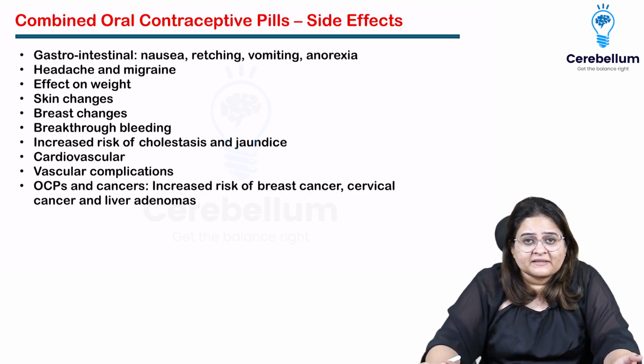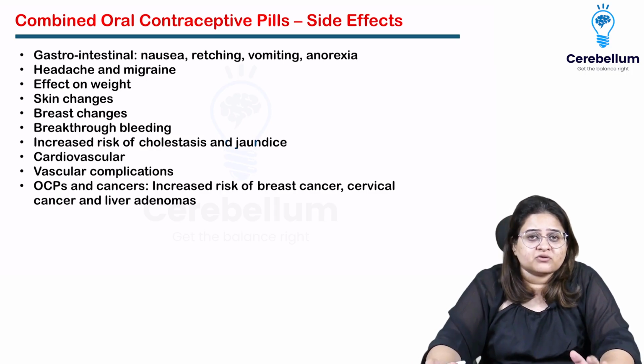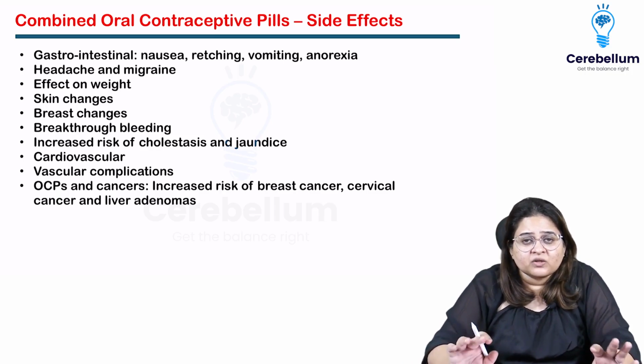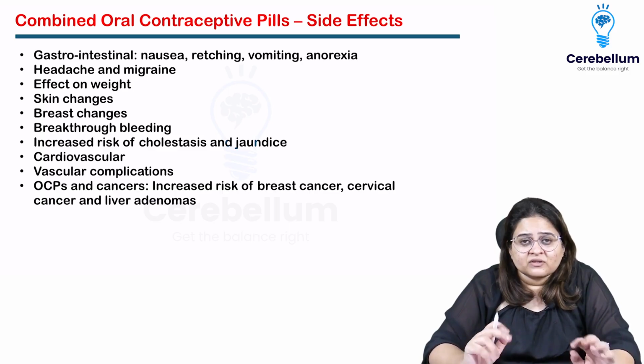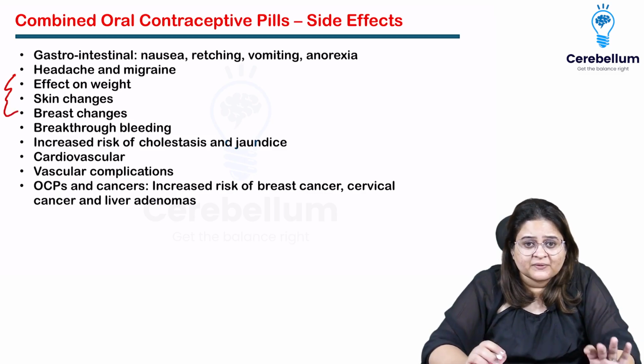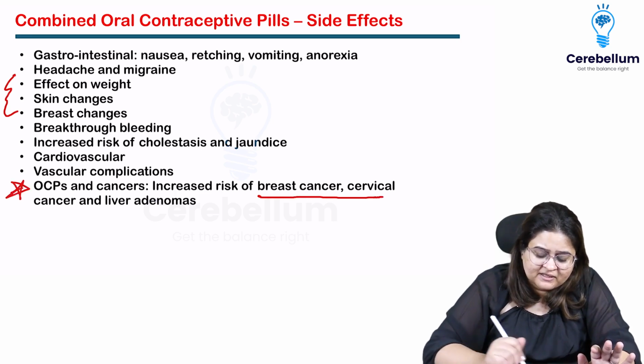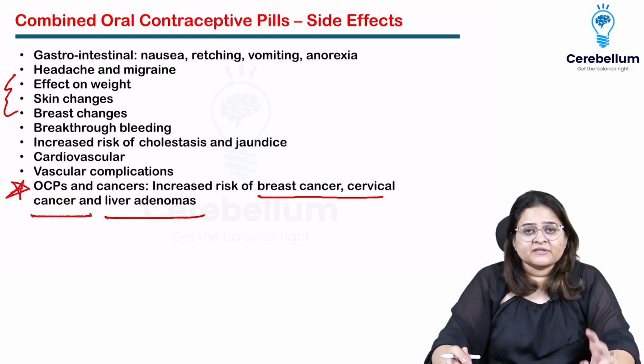Side effects are plenty. There are GI, headache, migraine, weight gain. Although the newer 4th generation progesterone containing contraceptives are known to lessen the weight and known not to cause acne. So it depends on the progesterone you are using. Okay. Otherwise, these are the side effects. Important in this is this one, the last one: breast cancer, cervical cancer, and liver adenomas.